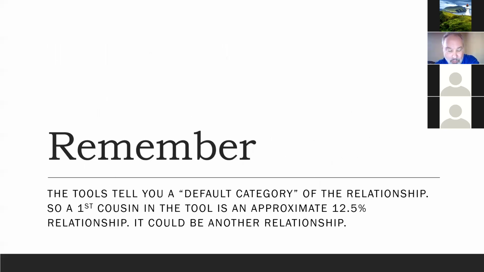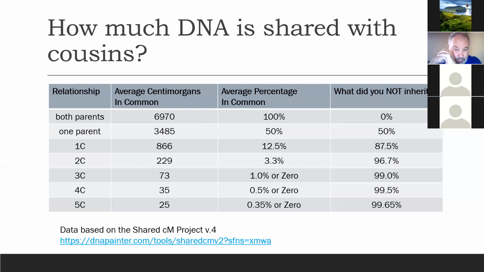So remember, the tools tell you the default category of the relationship. A first cousin in most of the tools is about a 12.5% match, but it could be another relationship. It doesn't necessarily mean that person is your first cousin. So how much DNA is shared with cousins? The reason I included this is because this might be something you want to print and have with you when you're looking at all these different matches and tools.